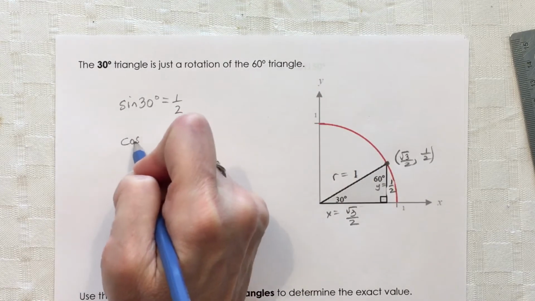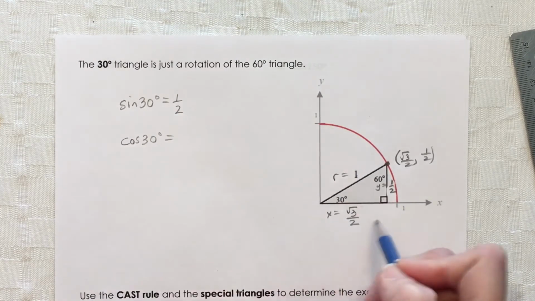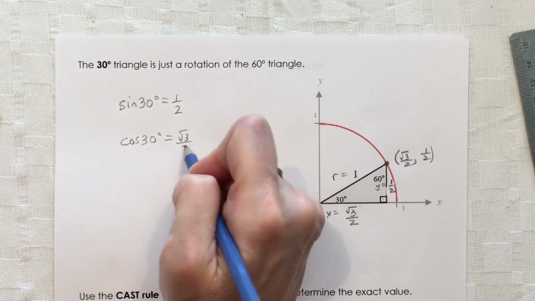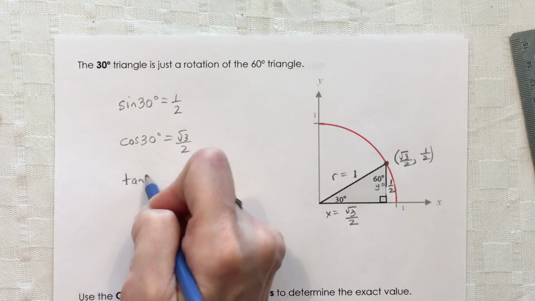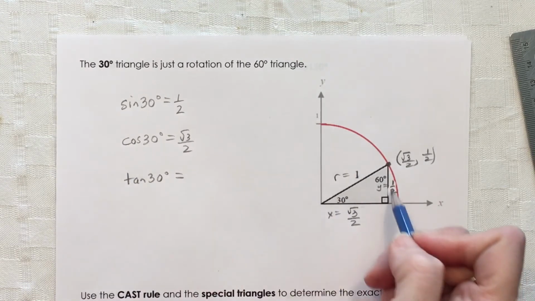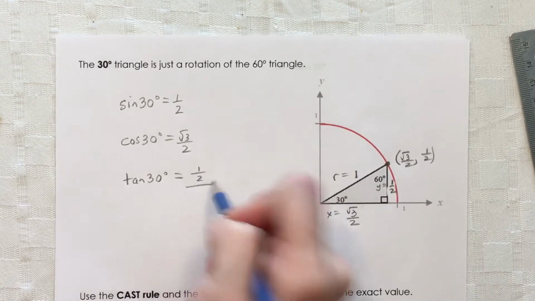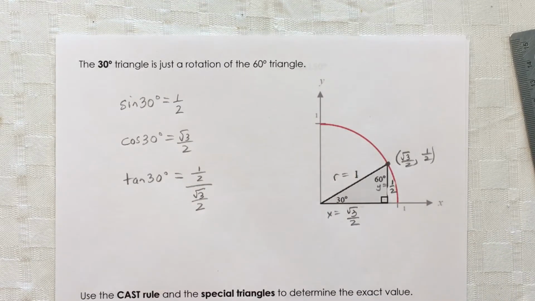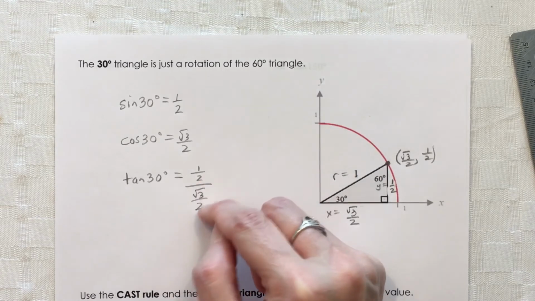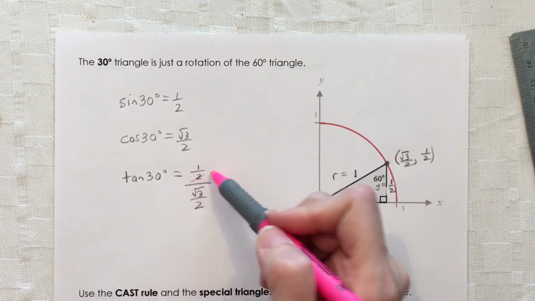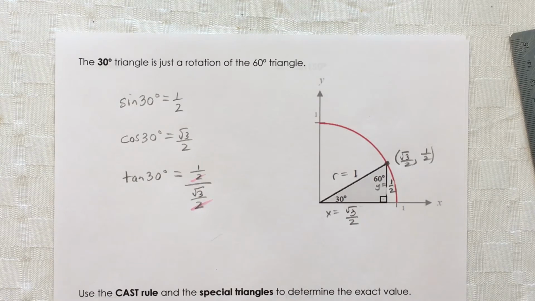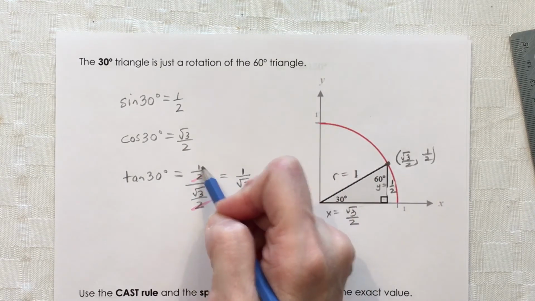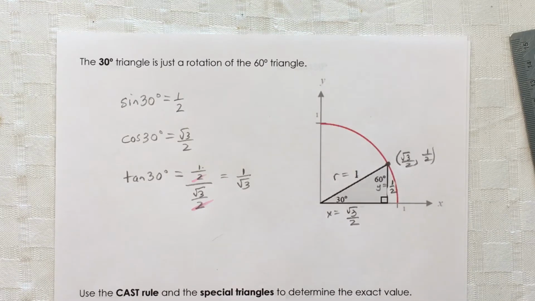The cosine of 30 degrees is the x value over 1, because the r value is 1 again, which is root 3 over 2. And the tan of 30 degrees is the y value, which is 1/2, over the x value, which is root 3 over 2. And we can use that new handy thing where the denominators are both the same when we're dividing out, so they divide out. And we're left with 1 over the square root of 3. 1 over the square root of 3 for tan.